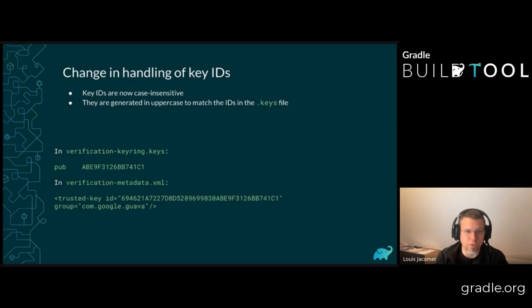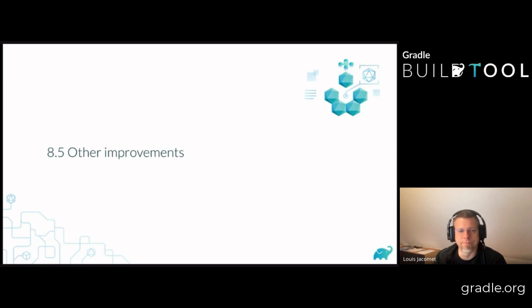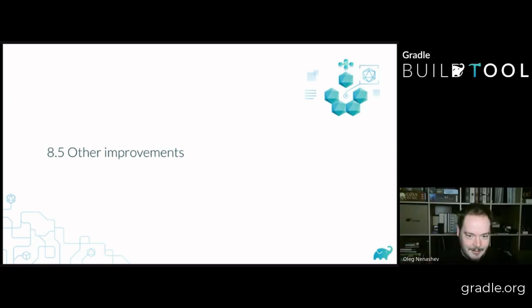One consequence of that, of course, is that if you have an existing dependency verification file and you use the generation process to update it, it will report a lot more changes because all your key IDs will be changed to be uppercase for both trusted keys and GPG nodes inside trusted artifact. That's it, but you also have two other slides to present, Louis.